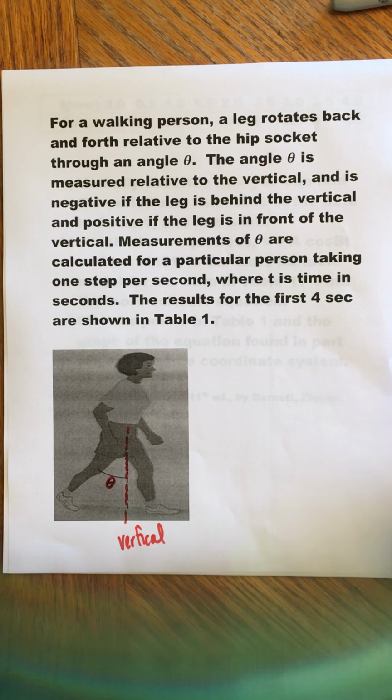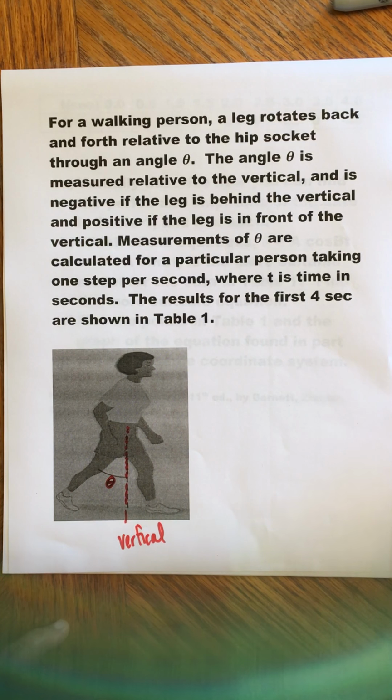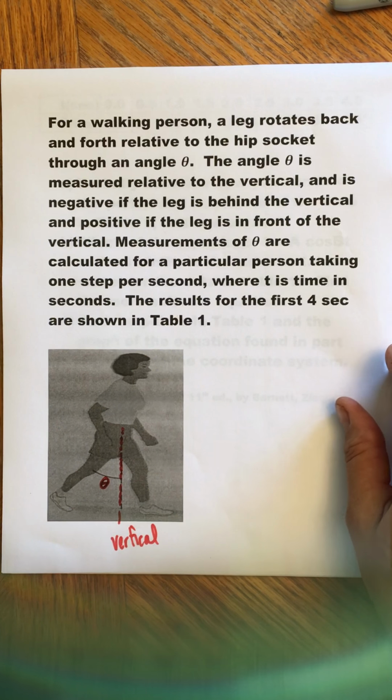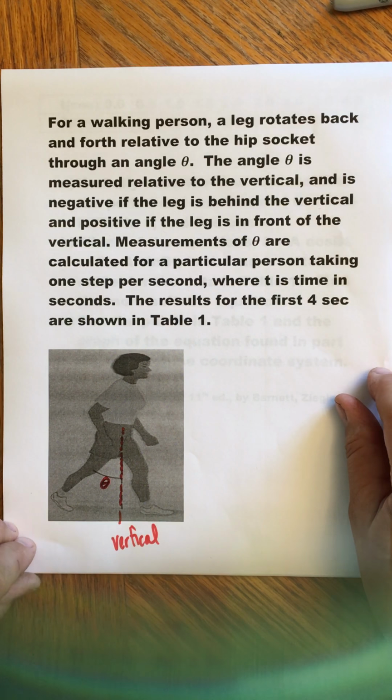Okay. Measurements of theta are calculated for a particular person taking 1 step per second, where t is in time in seconds, and they look at the results for the first 4 seconds. And they show this in table 1.